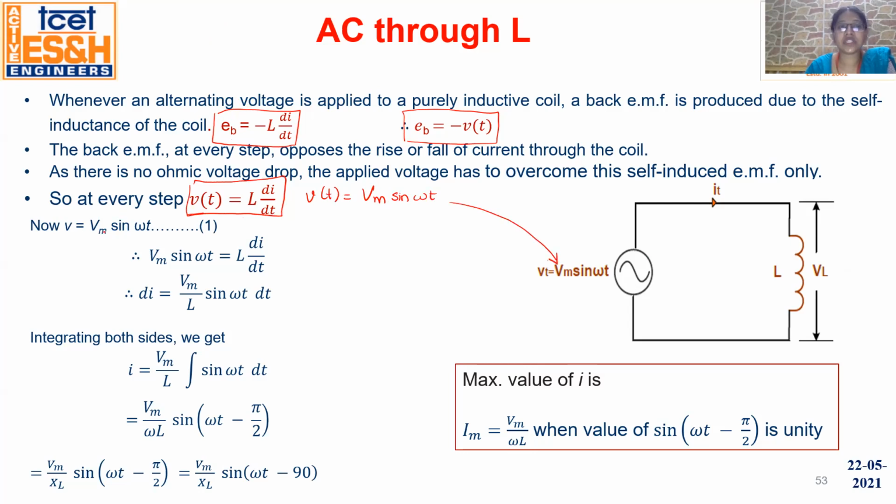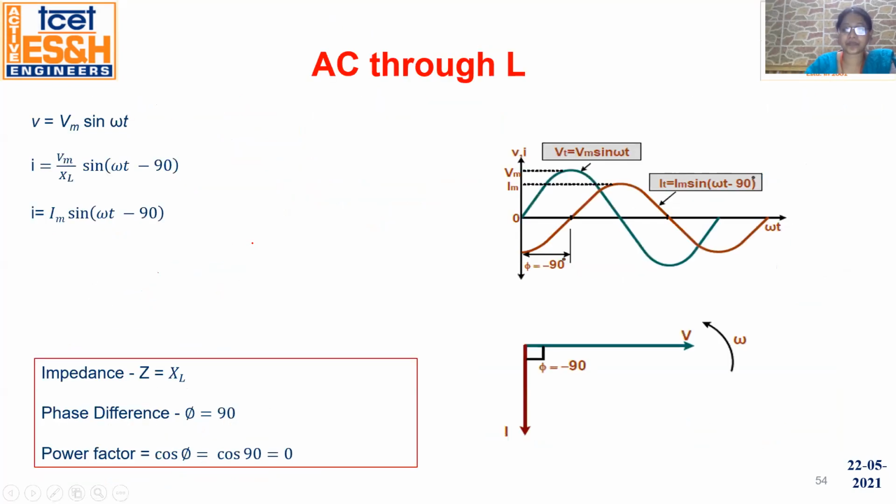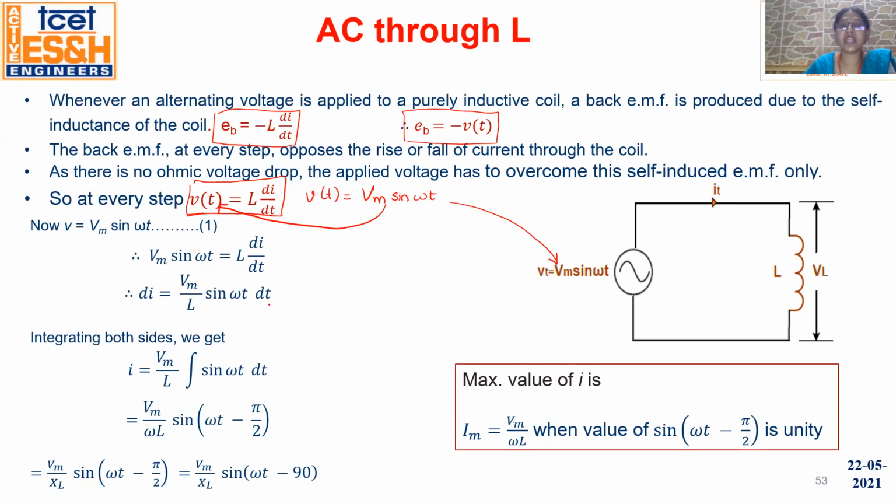Now, Vt is equal to Vm sine omega t. Put this value here and equate it with L di by dt. So Vm sine omega t is equal to L di by dt. So di is equal to Vm by L sine omega t into dt. So this is the equation. Now you integrate to find the value of i.